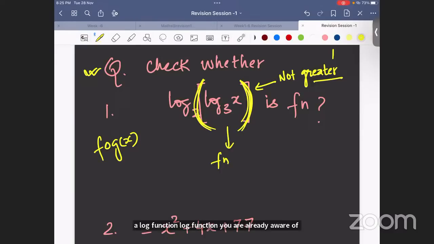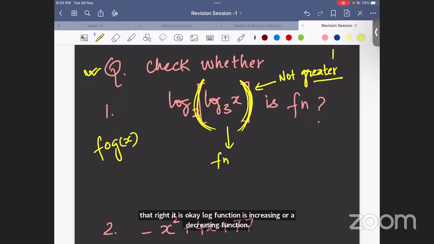It's an increasing function. Okay, basically, what does log do? Log is like some type of amplification it does, right?